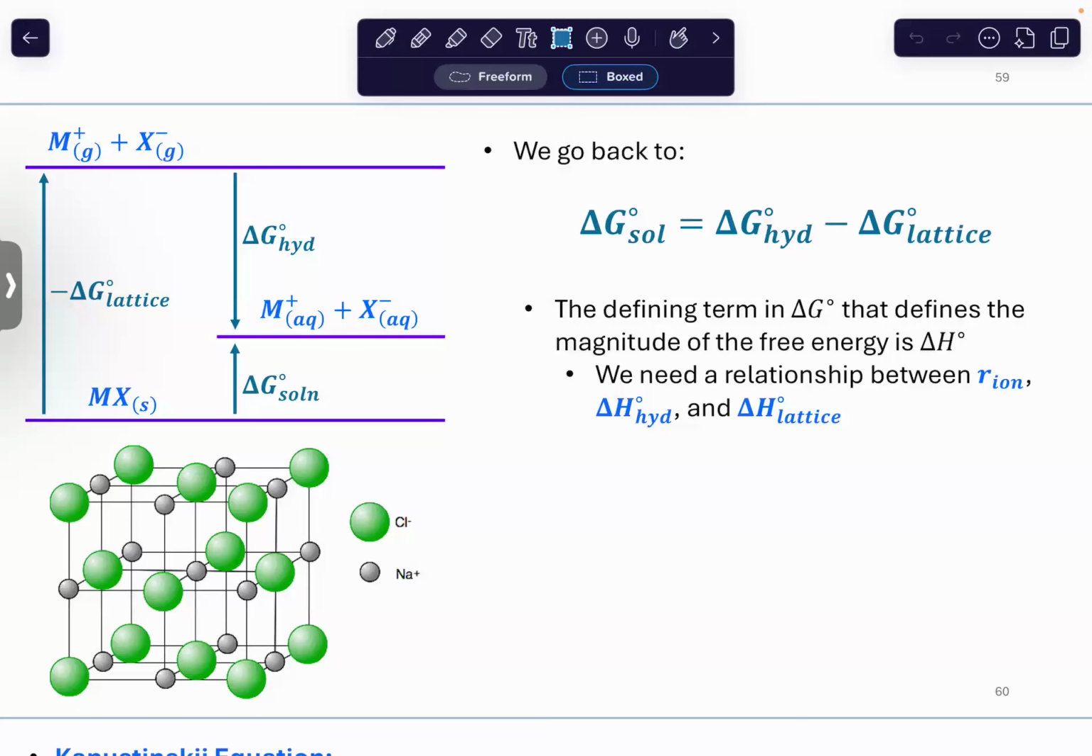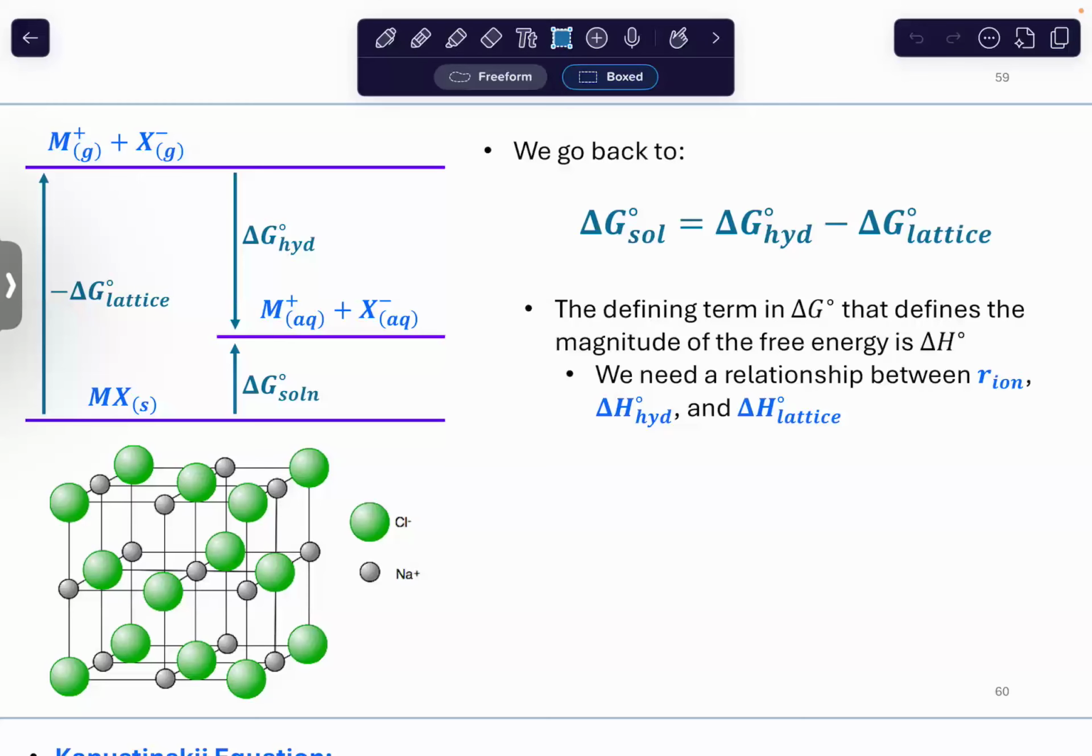So we're still talking about the energetics, and you'll see that these lattice structures end up leading into coordination environments. So what we need, if we really want to define the energetics in here, is a relationship between ion radius, enthalpy of hydration, and the enthalpy of the lattice.